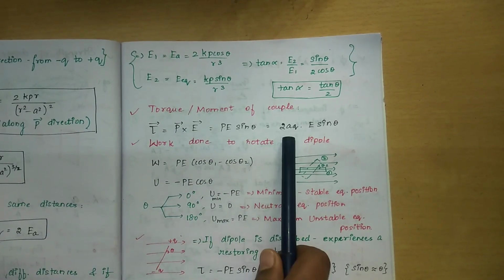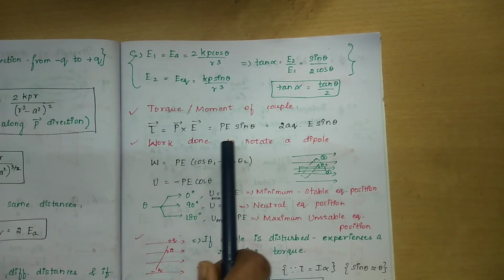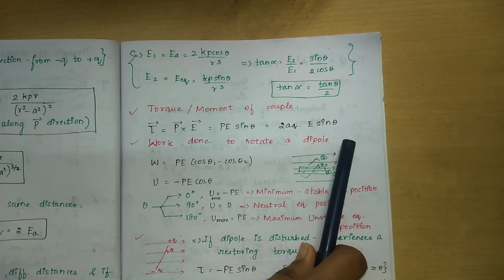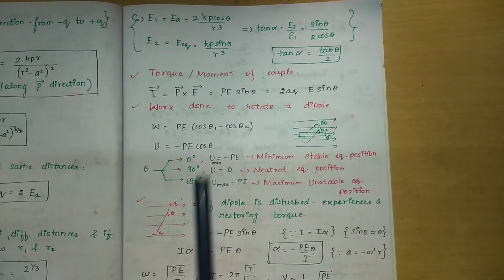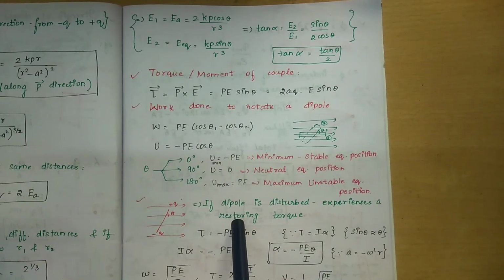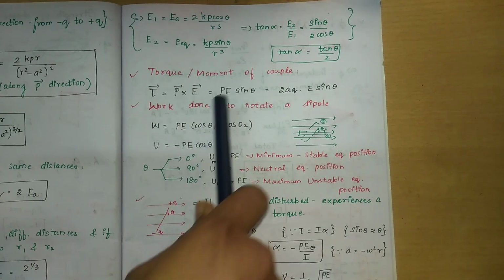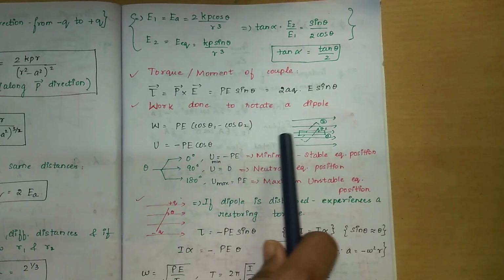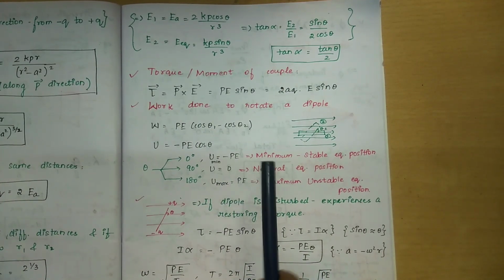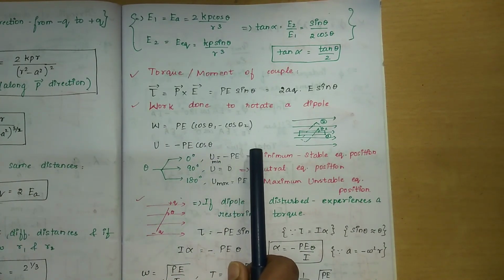Then the torque or moment of couple formula is tau vector equals p vector cross E vector, or pE sin theta if you apply it for p, which is 2aq dot E sin theta. Then work done to rotate a dipole in an electric field: if theta 1 is the initial angle between the dipole moment and the electric field, and theta 2 is the final angle between the electric field and the dipole moment, then the work done in rotating it is pE (cos theta 1 minus cos theta 2).